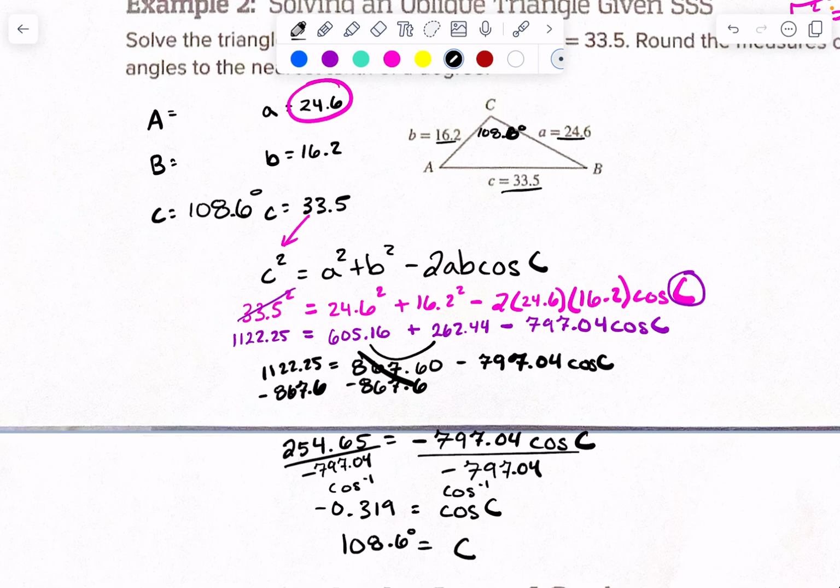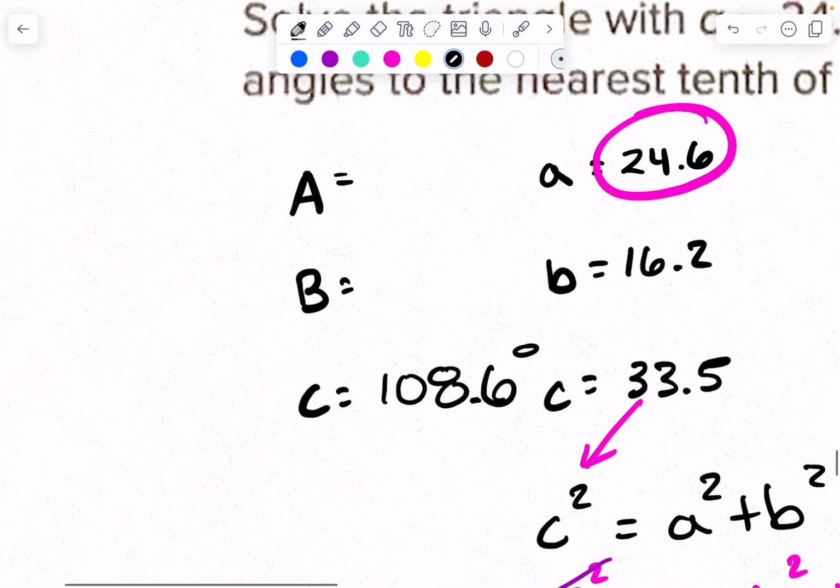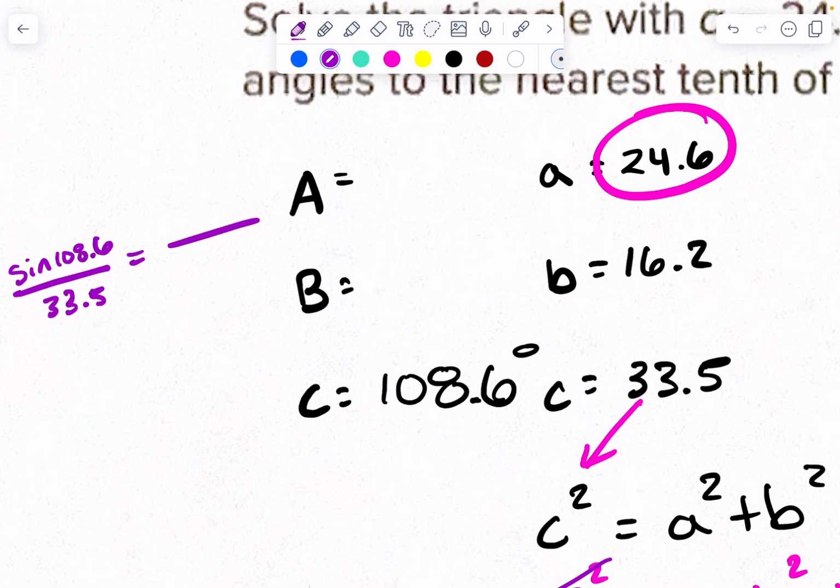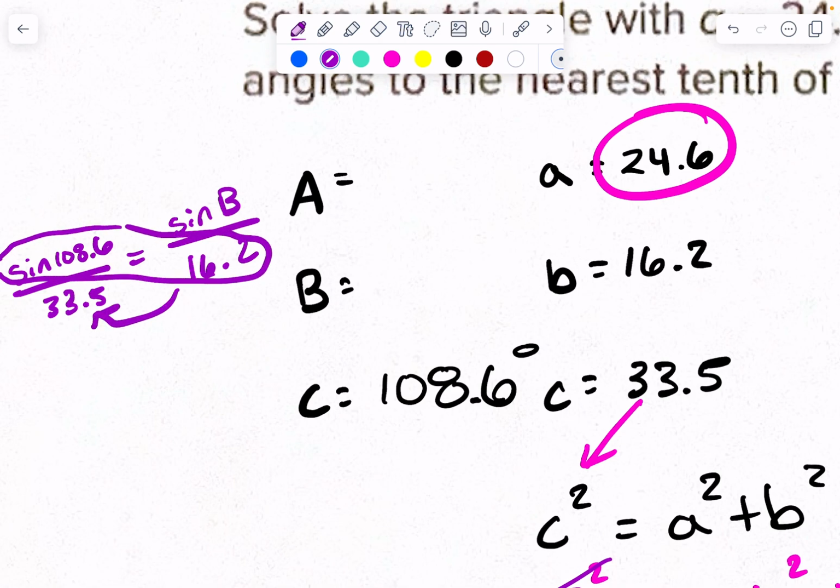There. Okay, now, wonderful part. We've got to do a little bit more work, but we can use the law of sines again. Okay, you should only have to do the law of cosines one time in each problem, okay? So I can do sine of 108.6 over 33.5 equals, I'm going to go sine of, let's just do B next, over 16.2. Again, we're going to cross multiply, and we're going to divide. Okay, and that equals sine of B.